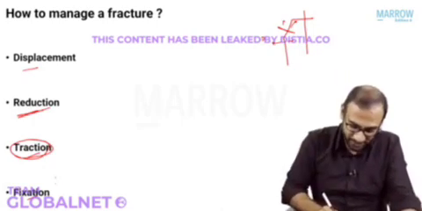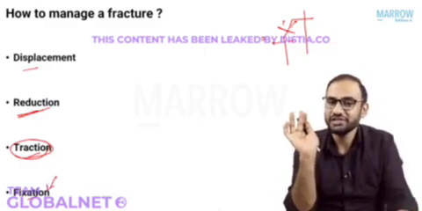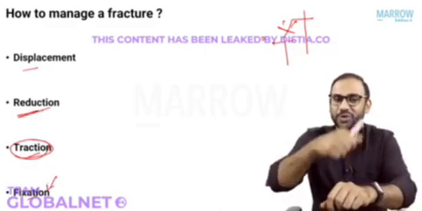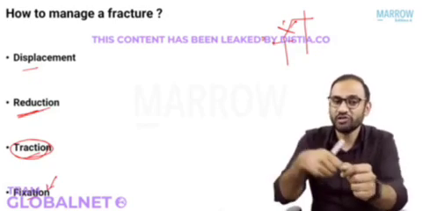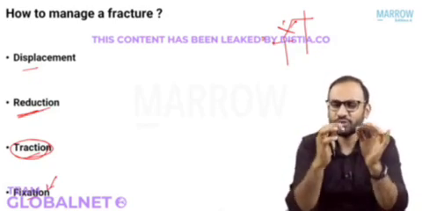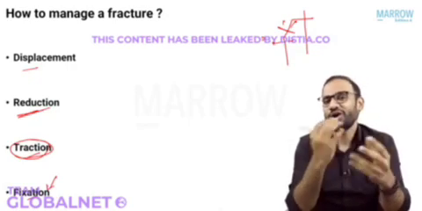That is known as fixation. So any device that keeps the fracture in reduction is a fixation device. Any device. It can be the POP splint that you apply. It can be a plate, a screw, a rod, a nail or a wire, or anything that you put in to keep the bone in its place, inside the body or outside the body.